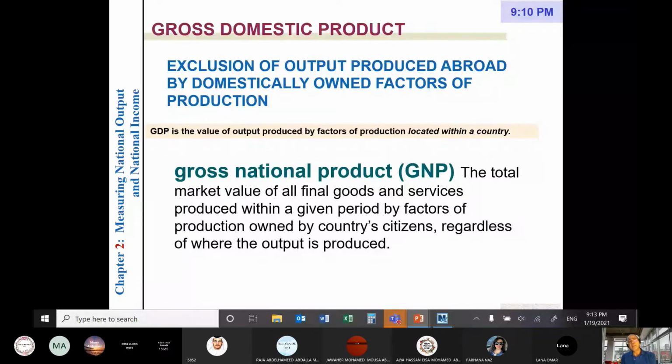So again, later I will give you a list of equations in the file called calculations, you can find it in LMS. So how to calculate gross national product: GNP equals gross domestic product plus income sent from abroad by citizens minus income sent abroad by foreigners working in the UAE.